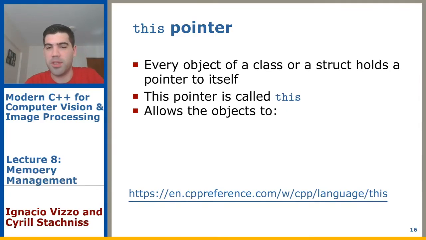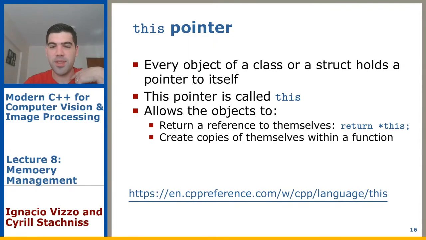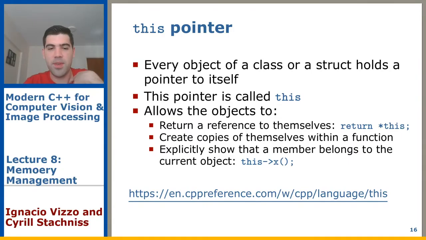So this pointer is called this, and it allows objects to return a reference to themselves. For example, let's say you're implementing some class and you want to return a reference to yourself, then that's how you do it. Create copies of themselves, and explicitly show, sometimes for readability, that a member belongs to the current object.